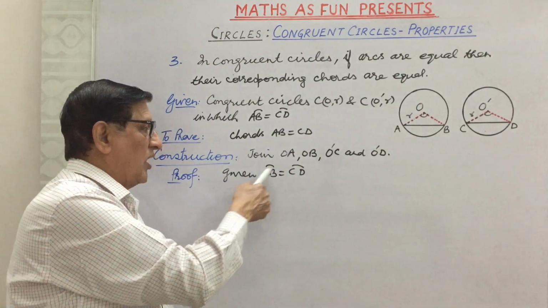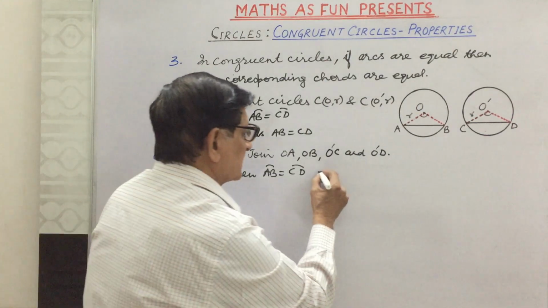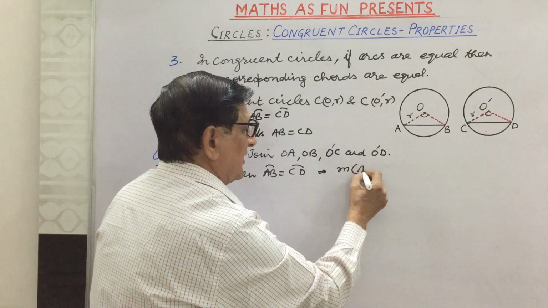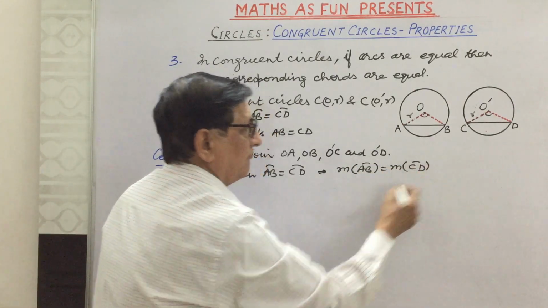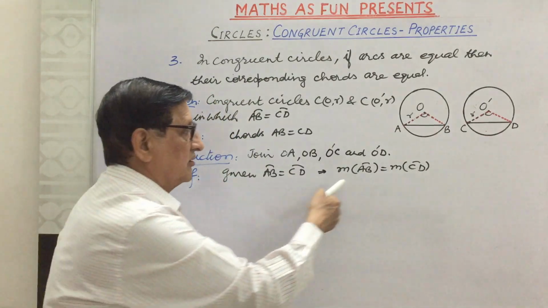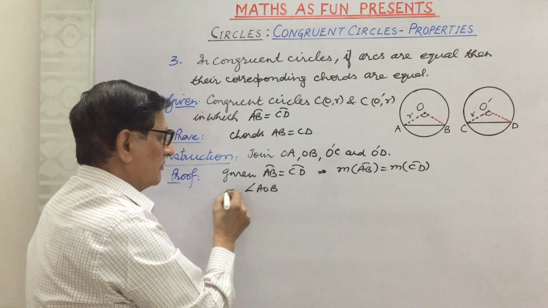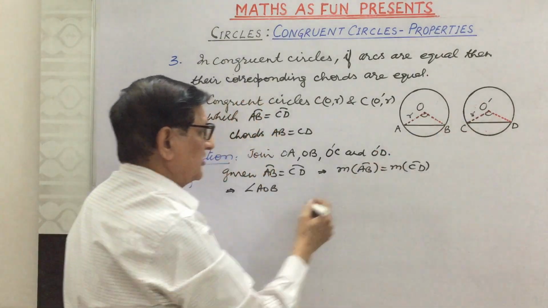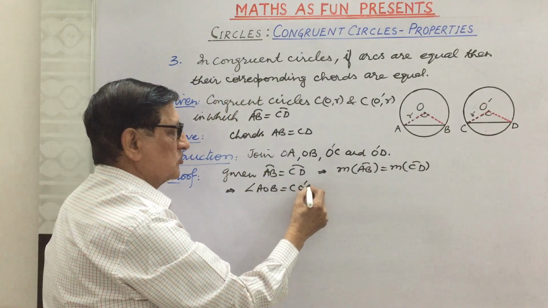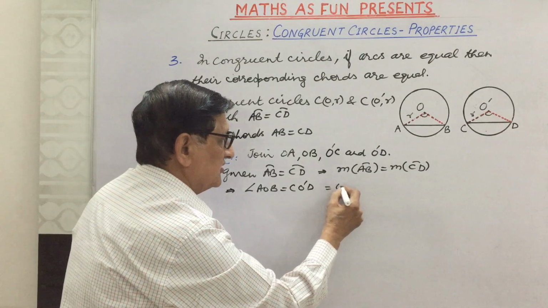And we know if two arcs are equal, their degree measures are equal. It means we can say that the degree measure of AB will be equal to the degree measure of CD. What is the degree measure of AB? That is angle AOB. The degree measure of CD is angle COD. It means these two angles are equal. Suppose each is theta.